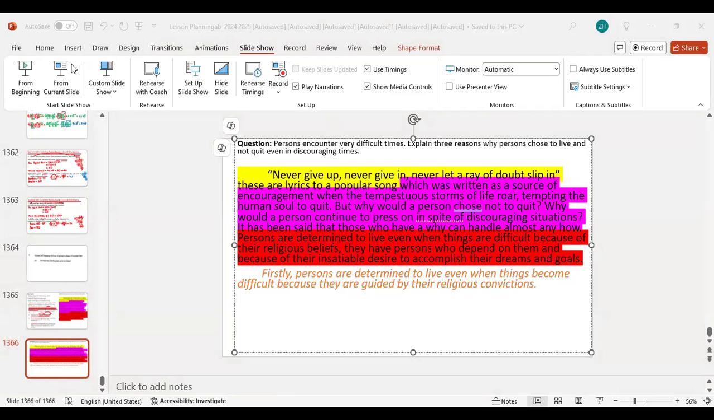Okay, but not everyone is Christian. People are guided by their religious convictions, so that's not necessarily that they are Christians. They could be Muslims, they could be Judaism, Hindu, Buddhist. They have faith that things will change, that change will take place in their life.